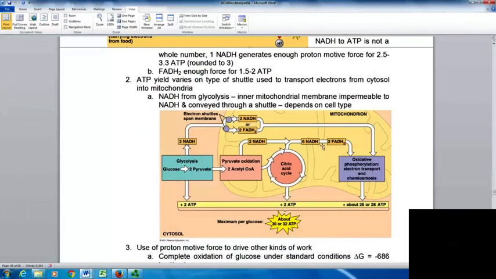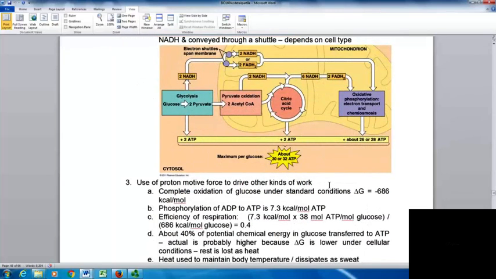These 2 NADHs are going to transfer to the end in the electron transport chain. During the citric acid cycle, you're going to get the 2 ATP via 2 GTP, 6 NADHs, and 2 FADH2s. When you go through and add everything up, you will be able to figure out where you get the net gain of 36 ATP.